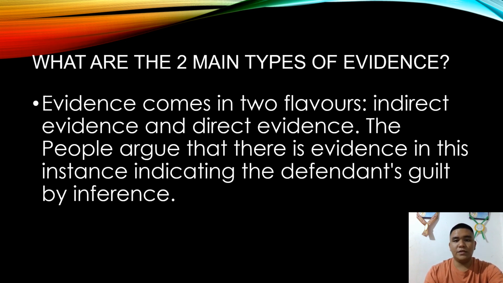What are the two main types of evidence? Evidence comes in two kinds, indirect evidence and direct evidence. The people argue that there is evidence in this instance indicating the defendant's guilt by inference.